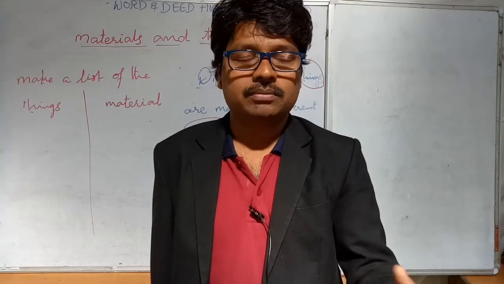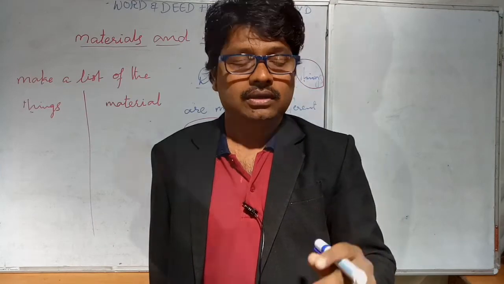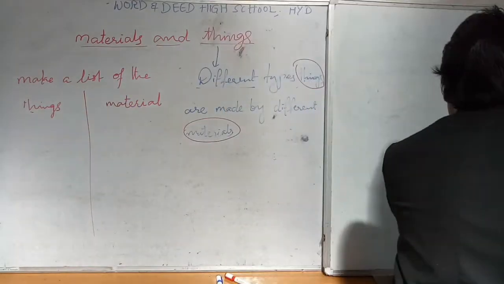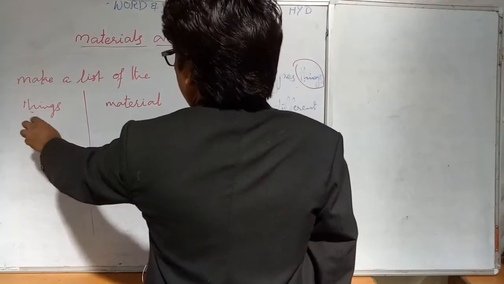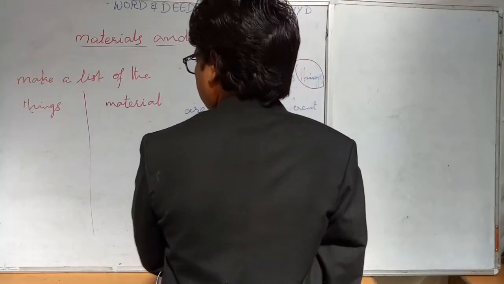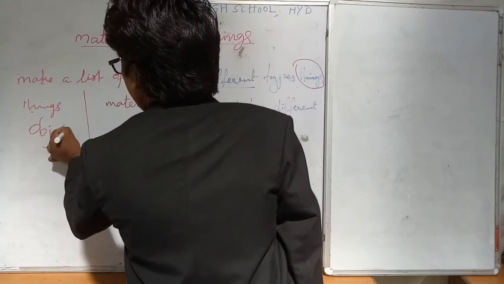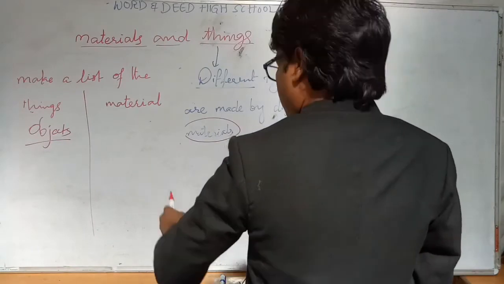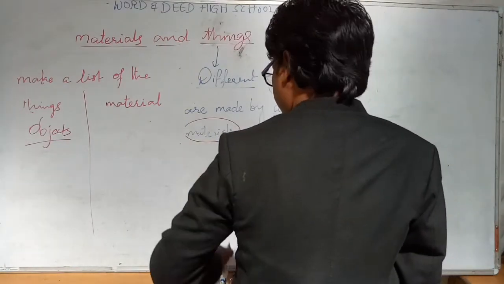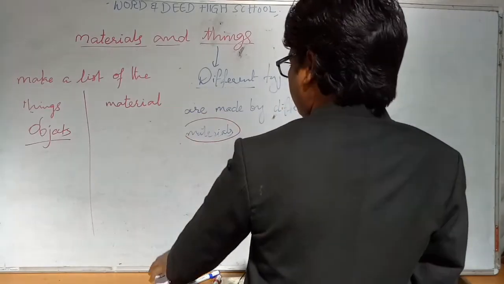We have to understand what are the materials present. Okay, next. In the first activity, what you have to do is find the objects, things or objects. We have to find the objects which are made up of different materials. Okay, the table will be displayed on the screen, you can try to understand.